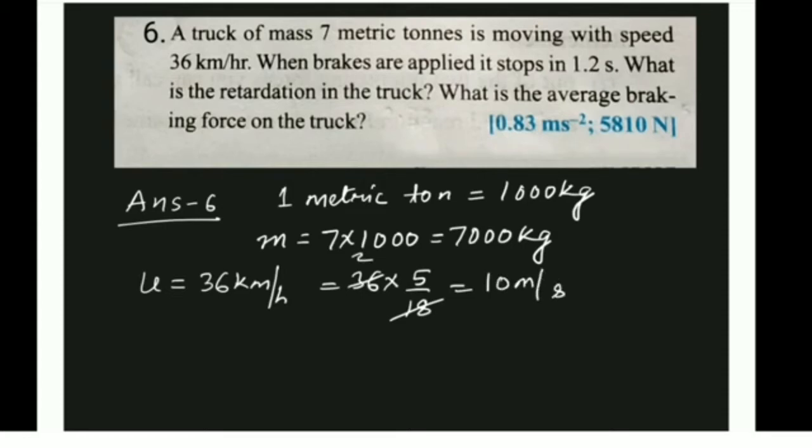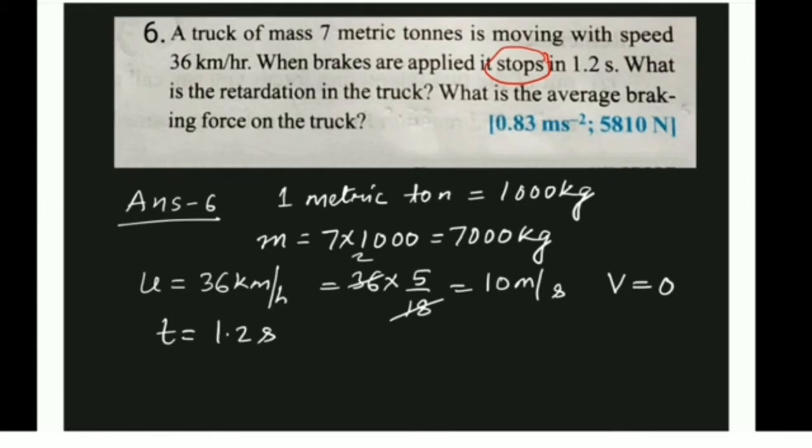Now see what is written here. The body is finally coming to rest. The body is getting stopped. So it means that v, the final velocity, is 0, and time is given, that is 1.2 second. They are asking what is the retardation.